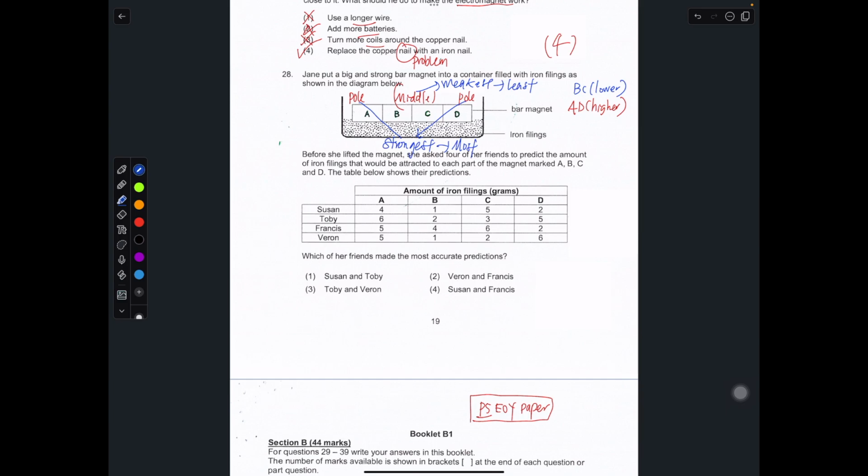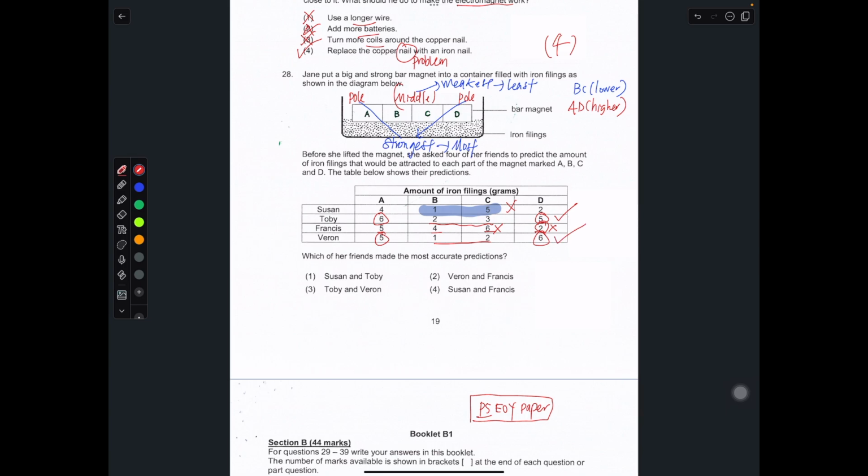4, 1, 1, 1, 4, 1, 5, 1. Okay, this seems illogical. Okay, Toby 6, 5, then in between is 2 and 3. Possible? Francis 5, 4, 6, 2. Not possible, because over here the pole is actually the lowest number. Okay, this is the one that's having the problem, and the middle is higher. 5, 1, 2, 6. This is possible.